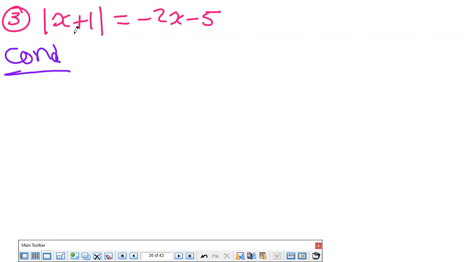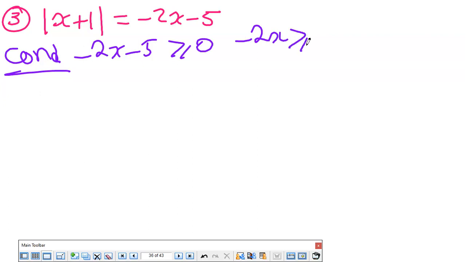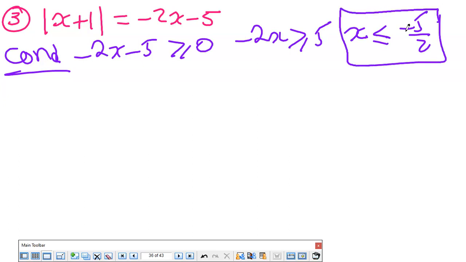This equation exists if what? Can an absolute value give me a negative answer? No. Am I sure about the sign of minus 2x minus 5? No. So this equation exists if minus 2x minus 5 is bigger or equal than 0. It means minus 2x is bigger or equal than 5. It means x is less than or equal to minus 5 over 2. So if x is not less than or equal to minus 5 over 2, this one will be negative and the equation will have no solutions. Then I start to solve.